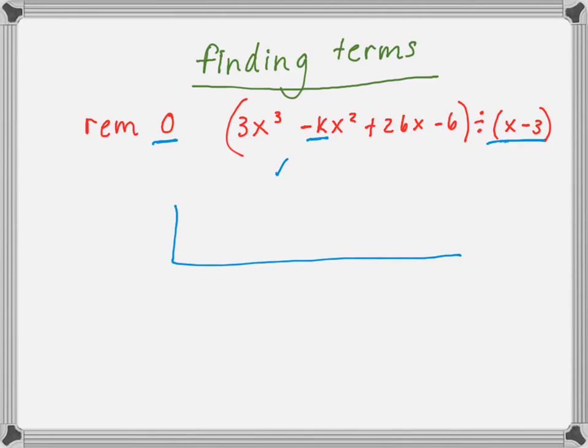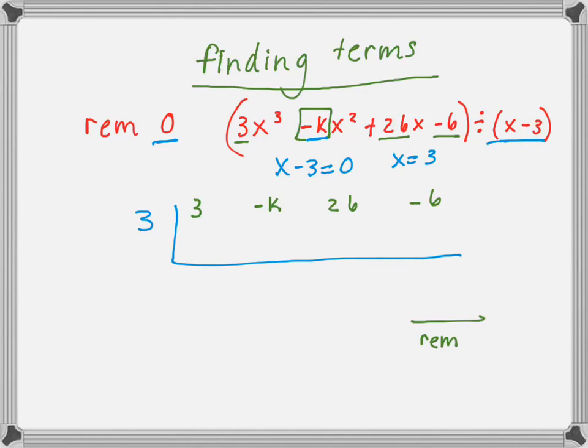So first we know that x minus 3 equals 0, which means that x is going to equal 3. So we're going to put a 3 on the outside here, and then we're going to start writing out all of our terms. So our first coefficient is 3. Our next coefficient is negative k. Our third coefficient is 26. And our last one is negative 6. Okay, so this is going to be the remainder slot. And we already know that this is going to have to equal 0. This is our ones place, this is our x, and this is our x squared.